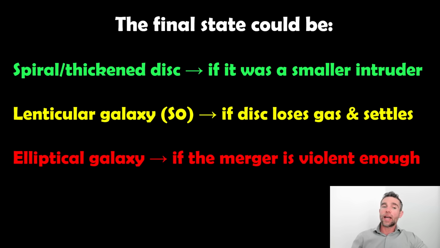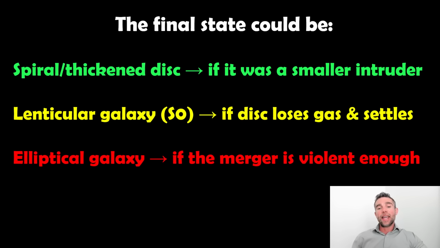We might end up with a lenticular galaxy. So again, these are still disk-like galaxies, but they don't have spiral arms. They have almost no gas and no recent star formation. So if all of the gas has been lost, depleted, turned into stars, then we might end up with a lenticular, provided it still remains as a disk-like galaxy.